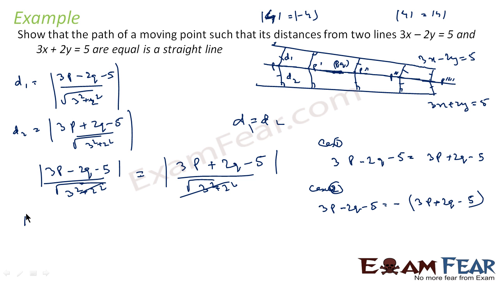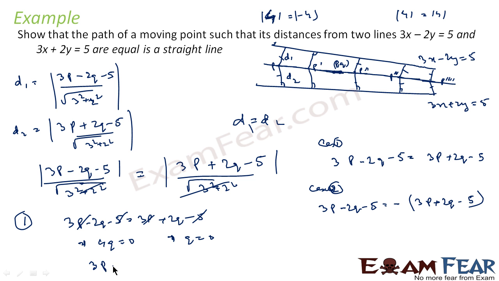In case 1, the equation is 3p minus 2q minus 5 is equal to 3p plus 2q minus 5. Minus 5 cancels, 3p cancels, and we get 4q is equal to 0, or q is equal to 0. If you put q is equal to 0 in this equation, we get 3p minus 2 into 0 minus 5 is equal to 0, or p is equal to 5 by 3. This is case 1.